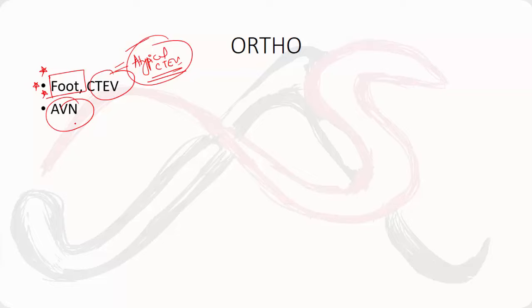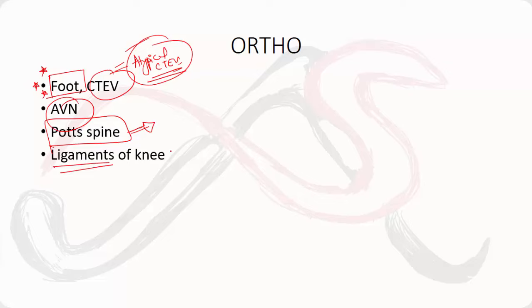Then AVN of whichever site, avascular necrosis of whichever site is important. Question on Pott's spine. There was a question in the last session, might as well be repeated. Do read Pott's spine, the clinical findings, the stages of Pott's spine and its management.